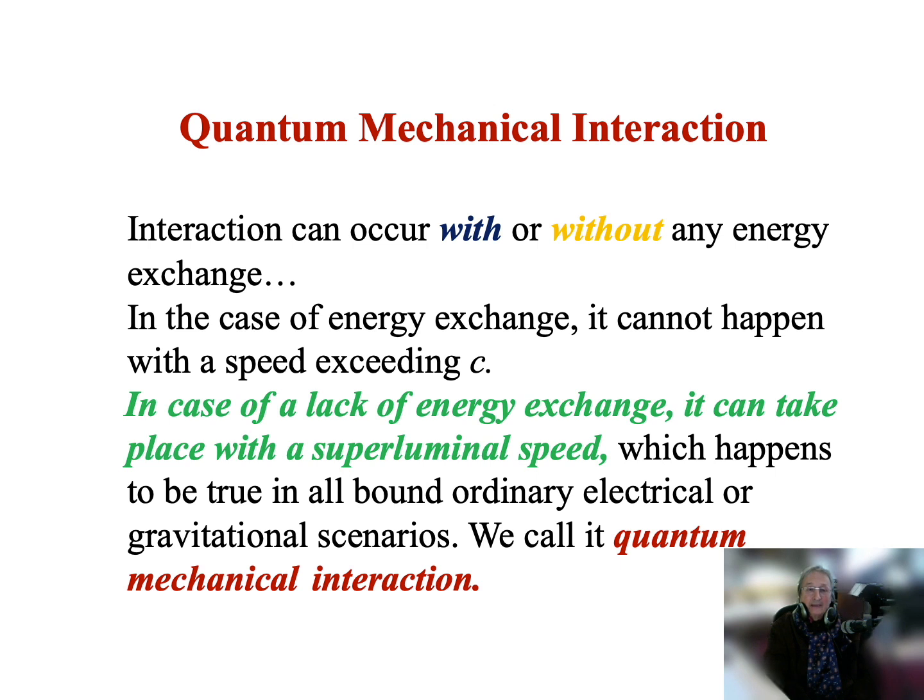Now, the quantum mechanical interaction I talked about enthusiastically a few minutes ago is also very appealing. An interaction, as we all know, can occur with energy exchange. But according to this theory, it can occur without any energy exchange as well. If it occurs with energy exchange, it cannot occur with a speed exceeding the speed of light. But in the case of lack of energy exchange, it can take place with a superluminal speed, as I have shown in our momentum conservation equation, which happens to be true in all bound ordinary electric or gravitational scenarios, which we call quantum mechanical interaction.